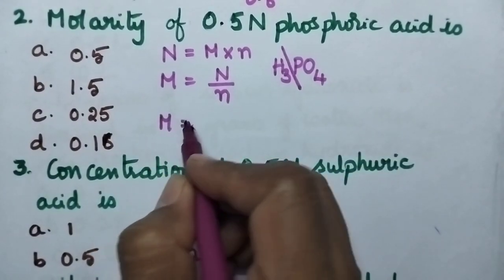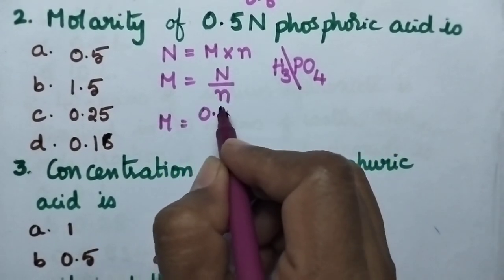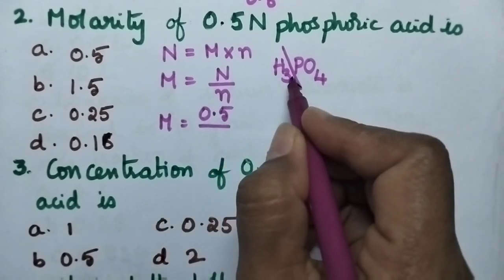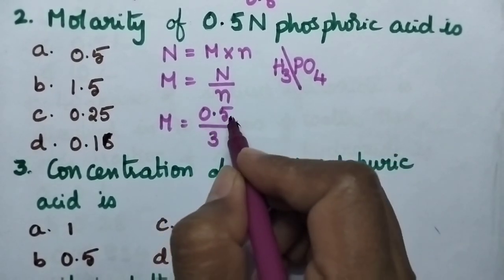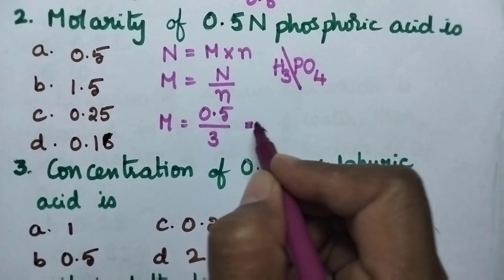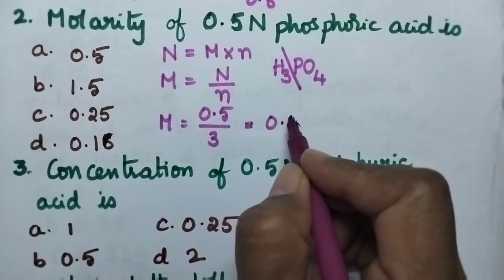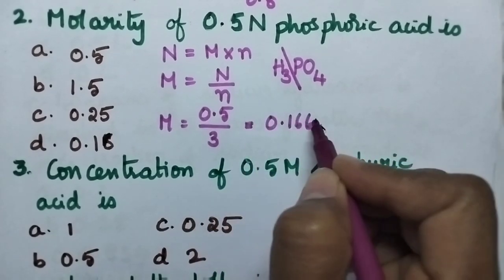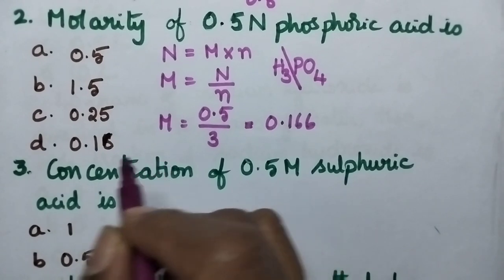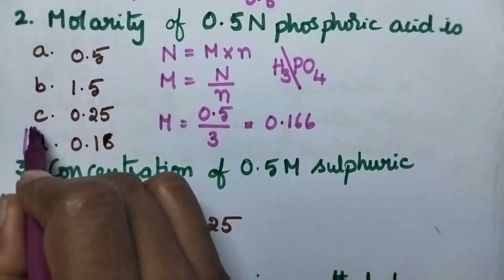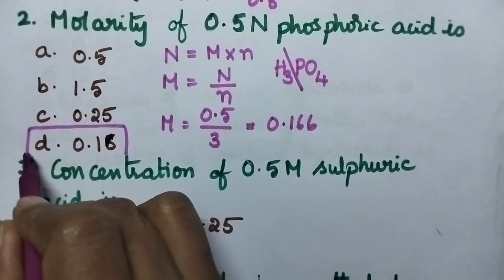So molarity is equal to, here the normality is 0.5 divided by n factor is 3, 0.5 divided by 3, that is equal to 0.166, and hence the right answer is option D, that is 0.16.